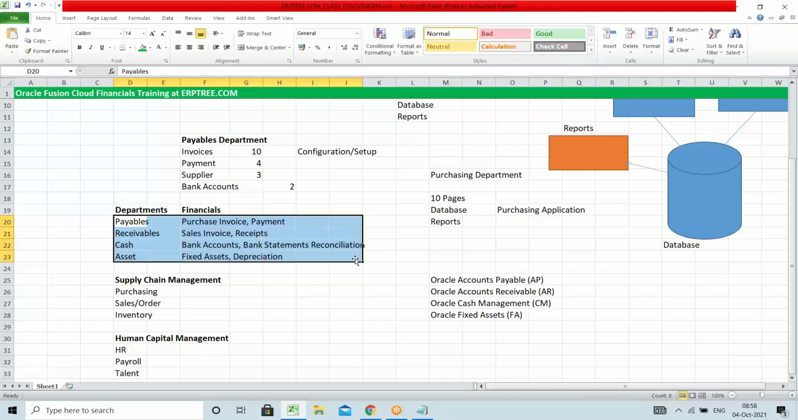But payables related information will be in the payables application only. Accounts receivable data will be in the receivables only. Assets data will be in the asset application only. Every data will be in different applications. But I want to prepare one report by consolidating the data. So all the data we can take into one place and prepare the reports.